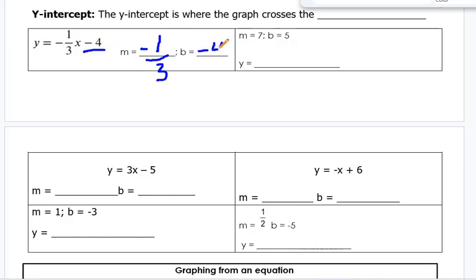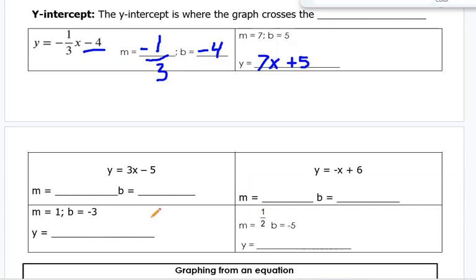That means when I start my graph, which we're going to do here in a second, I'm going to start at -4. Okay? This one, it gave me the m and the b, and I have to write it as an equation. So remember, it's y equals mx plus b. So instead of writing m, I'm going to write what m equals, 7. So this will be y equals 7, and then it'll be x. And then my b is a positive 5, so I'm going to write a plus 5. So it'll be y equals 7x plus 5.